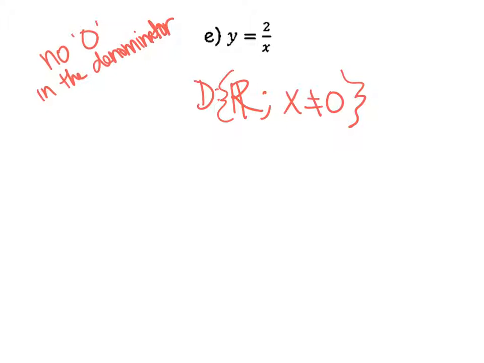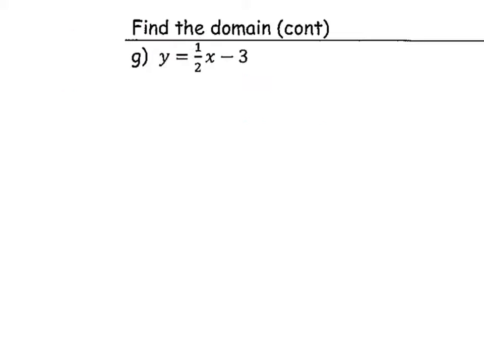I'm moving on. Find the domain, go to G, turn the page, go to G. The only thing I care about is if there's a number that would make the denominator of 0.